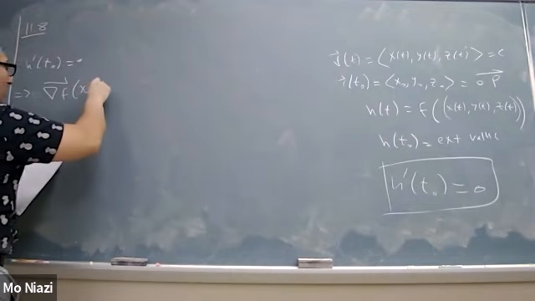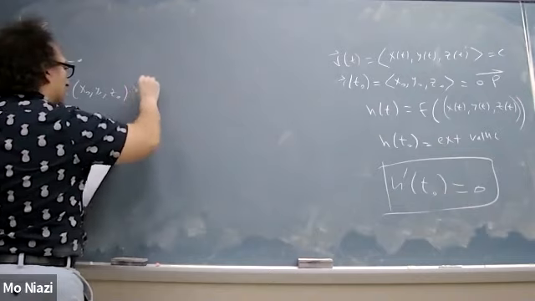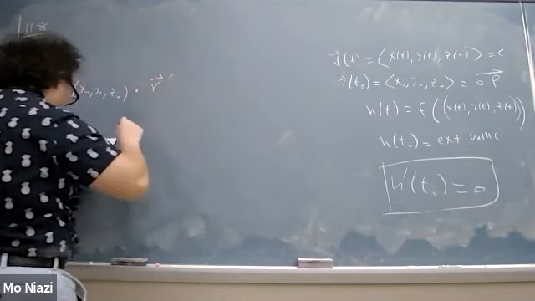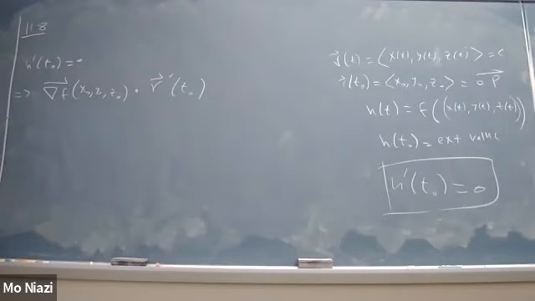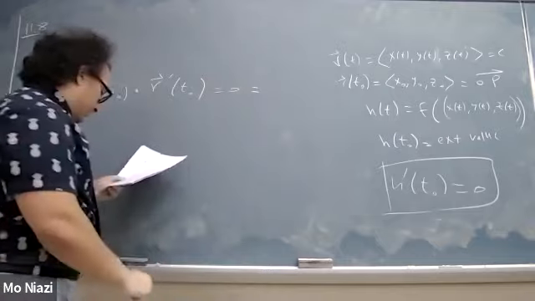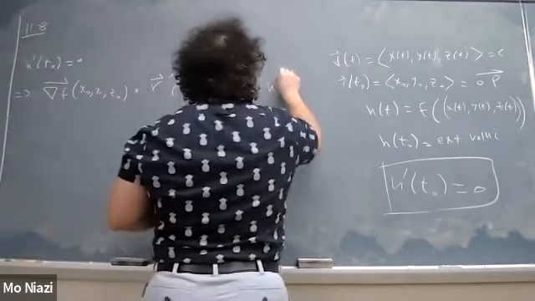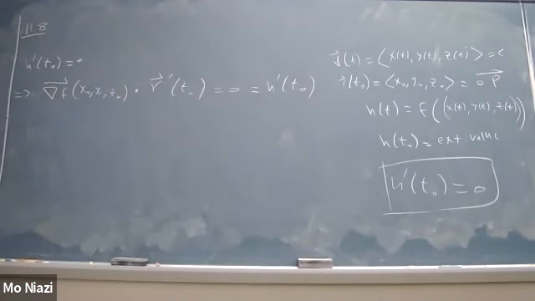evaluated at x naught, y naught, z naught, the gradient vector, dot our derivative of r evaluated at point t naught, is actually equal to 0, because by definition, this is equal to h prime of t naught. Recall what the gradient really was, right? And recall what r prime of t naught really means.